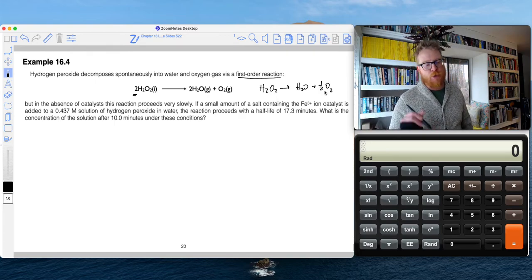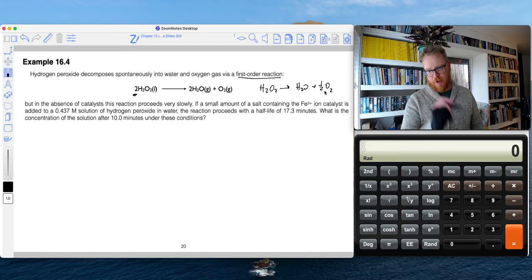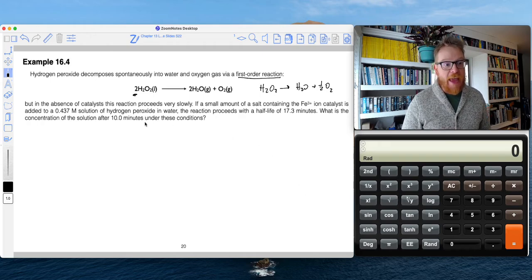So once again, we do have to be very careful when looking at reaction stoichiometry and reaction orders. Okay. So in the absence of a catalyst, this reaction proceeds very slowly, which is true for this specific reaction. So if a small amount of salt containing the iron 3 catalyst is added to a 0.437 molar solution of hydrogen peroxide and water, the reaction proceeds much faster with a half-life of 17.3 minutes. What is the concentration of the solution after 10 minutes under these conditions?